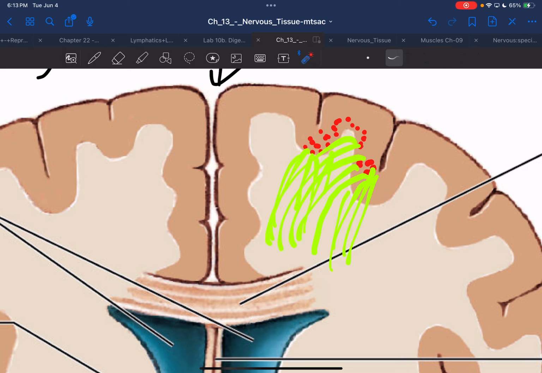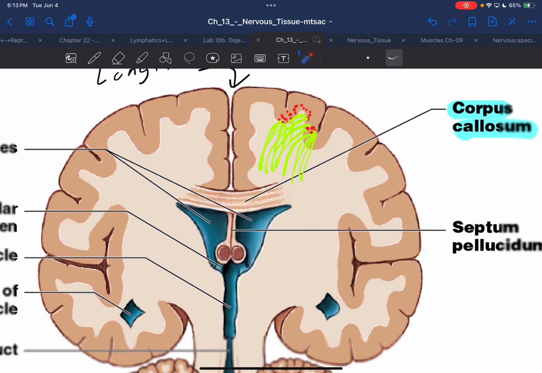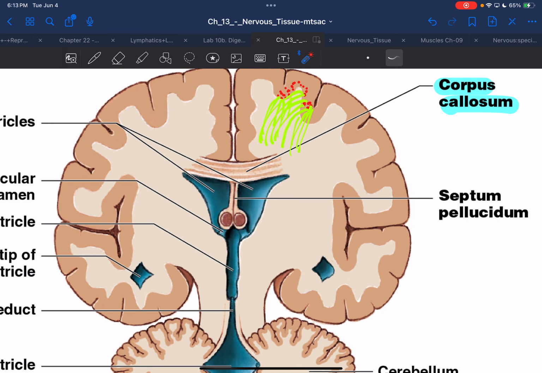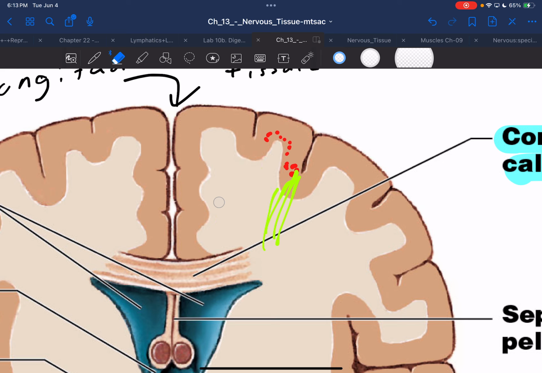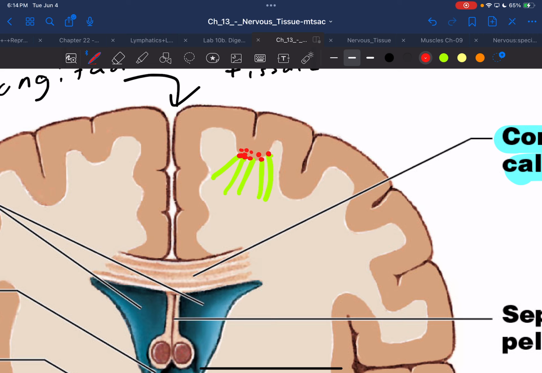The green would be axons, and then all in the gray matter, it's only cell bodies. Does that make sense? That's how the brain is organized. As you look at it, white matter only contains axons, and all the cell bodies are in the gray matter areas. Because you don't need myelin on cell bodies, you need it on axons.